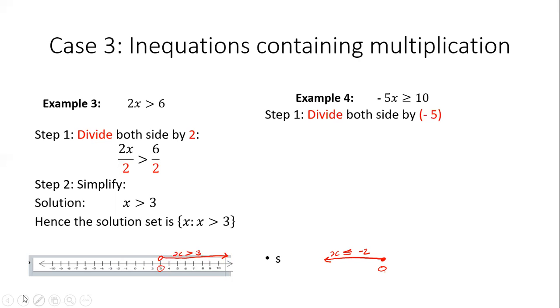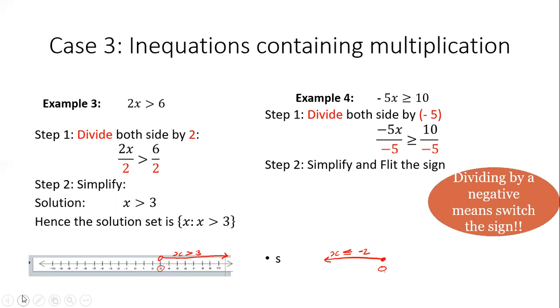How would you state that in your book? This is how you would state it, as negative 5x all over negative 5 is greater than or equal to 10 over negative 5. Now, there is something that I need to point out. Whenever you divide by a negative number, you must always remember to flip the sign, right? So for step 2, what you're actually going to do is simplify and flip the sign, right? So remember that dividing by a negative number means that you should switch the sign.